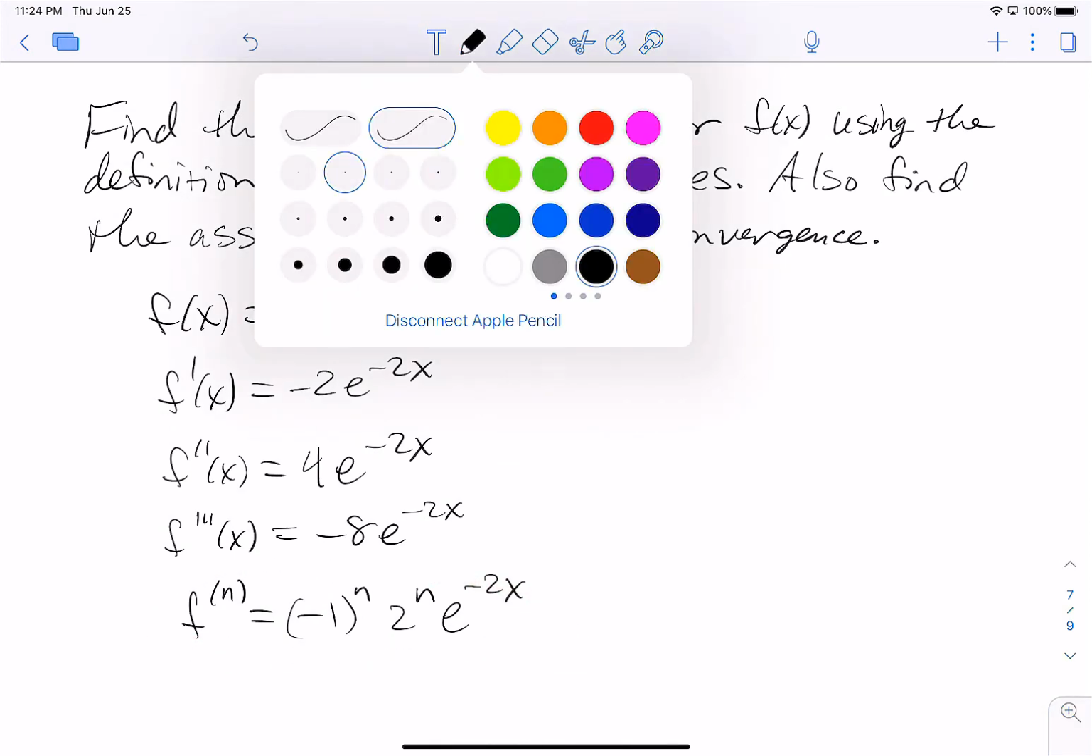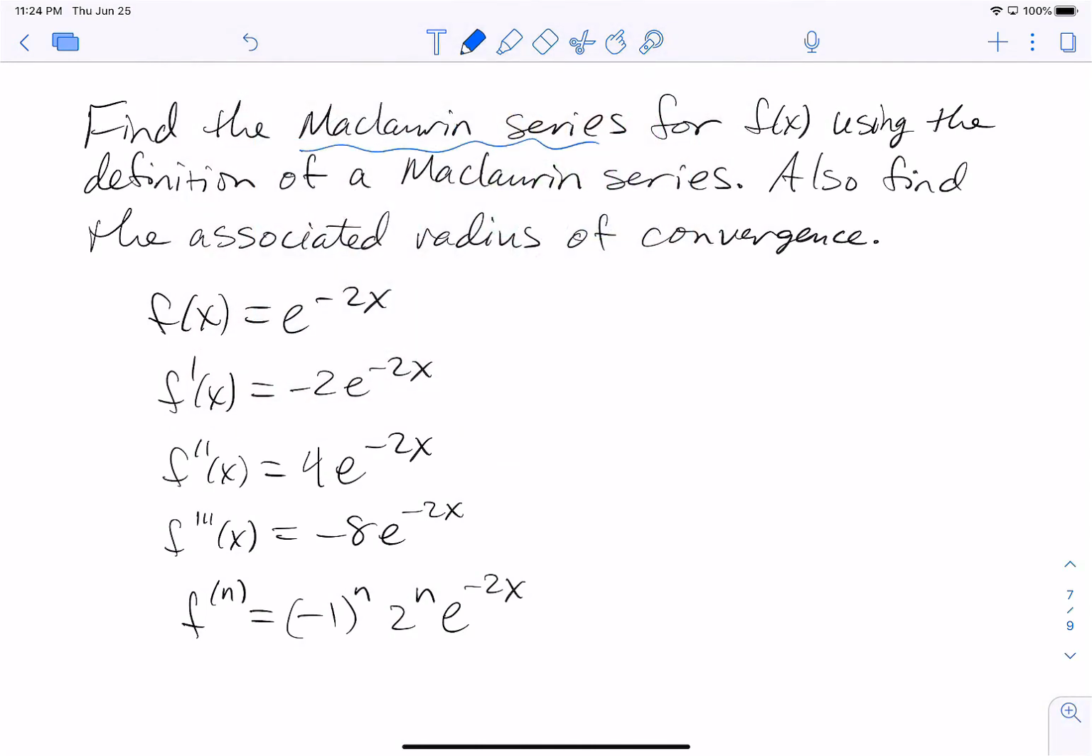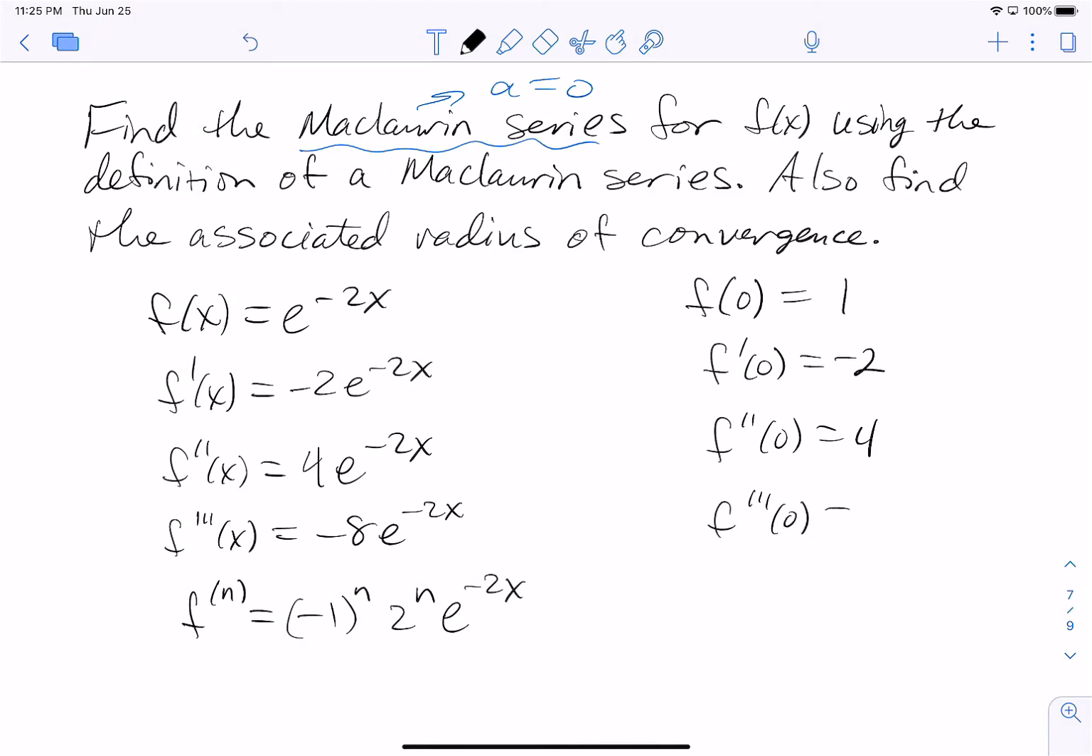We're asked for the Maclaurin series. For the Maclaurin series, we know that a is equal to 0. So we're going to evaluate each of these at 0. F of 0 is going to be 1. F prime of 0 is going to be negative 2. F double prime of 0 is going to be 4. F triple prime of 0 is going to be negative 8.